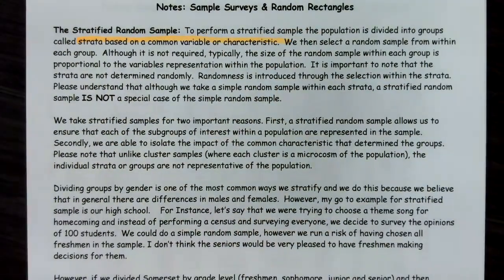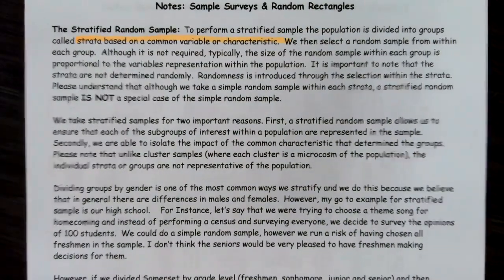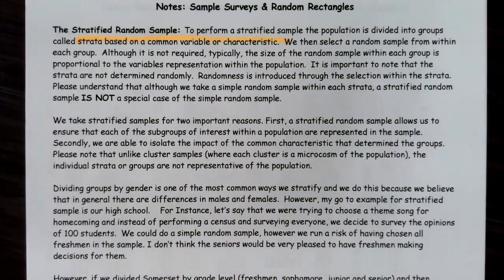With a cluster, they weren't based on a common characteristic. They were broken into heterogeneous groups, where the groups looked like the population, but they had every element in it. Here, no, we're not going to have every element. We're going to have different types. Like we may have girls in one group and guys in another group. We may have babies in one group, teenagers in one group, young adults in another group, middle-aged in another group, and elderly in another group. We would have stratified based on age.